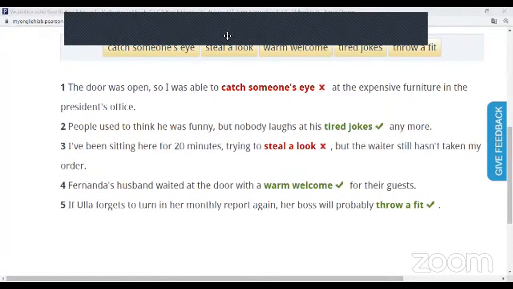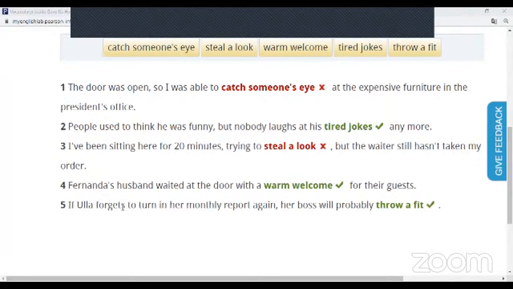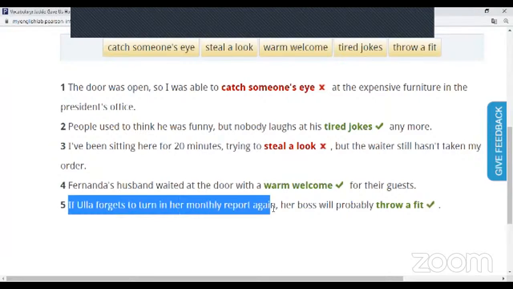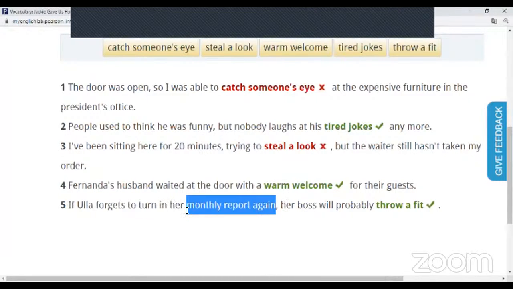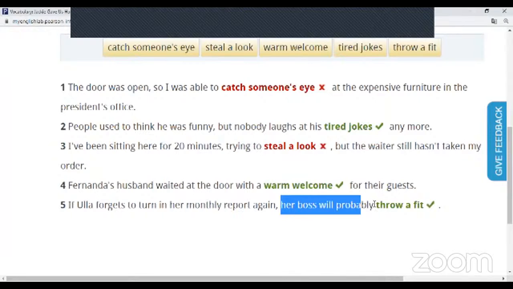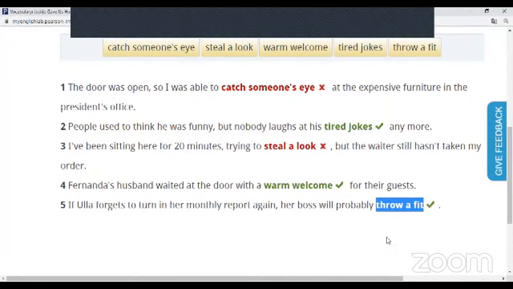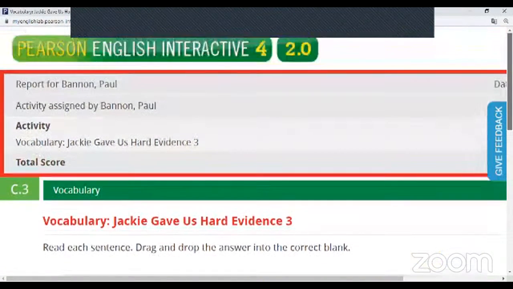Yes? What is throw a fit? Throw a fit. Okay, if Ula forgets to turn in her monthly report again, o sea, she already did that. She already missed turning in the monthly report. So her boss will probably throw a fit. Remember, a fist is un puño. So to throw a fit has about the same meaning, que va a tirar un golpe, que va a tirar algo, ¿no? Sí tienes esa imagen, que está enojado el boss, so he's going to throw a fit. Now, let me give you a definition from the dictionary, okay? Okay, here we go.